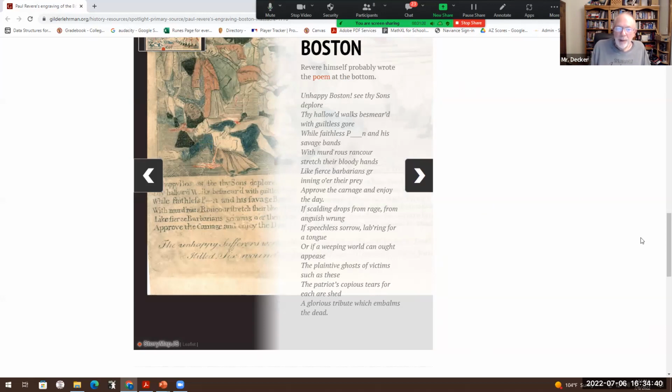This is by Revere. Unhappy Boston, see thy sons deplore thy hallowed walks besmeared with guiltless gore, while Faithless and his savage bands with murderous rancor stretch their bloody hands like fierce barbarians grinning over their prey. Approve the carnage and enjoy the day. If scalding drops from rage, from anguish wrung, if speechless sorrow laboring for a tongue, or if a weeping world can aught appease the plaintive ghosts of victims such as these, the patriots' copious tears for each are shed, a glorious tribute which embalms the dead.